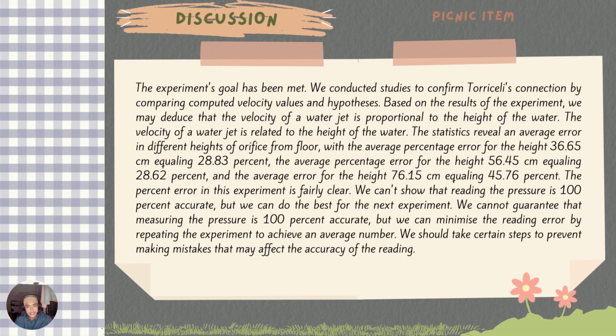We cannot show that measuring the pressure is 100% accurate, but we can minimize the reading error by repeating the experiment to achieve an average number. We should take certain steps to prevent making mistakes that may affect the reading.